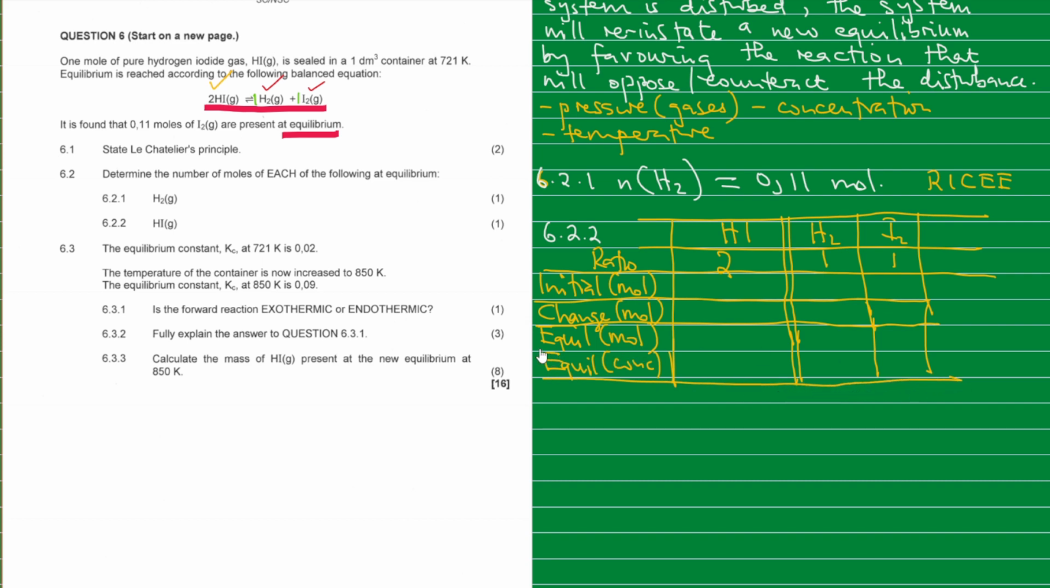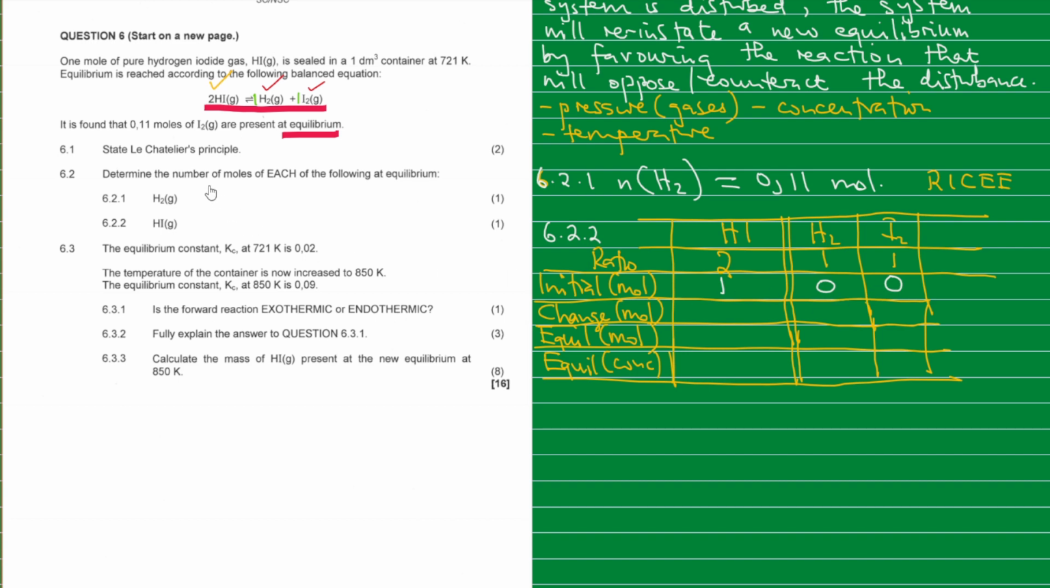We've got 5 rows. Okay, so here when we put in the information, we are given that 1 mole of pure hydrogen iodide is sealed in 1 cubic decimeter container. So it means here we have got 1 mole. So the initial number of moles for HI is 1. And then we know that at the start of the reaction, there are no products, so there is no hydrogen and there is no iodine. So that's what we have here.